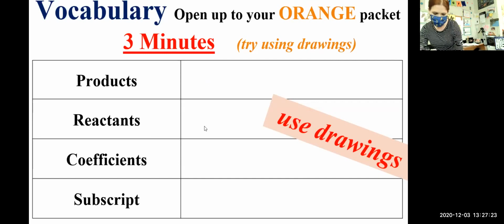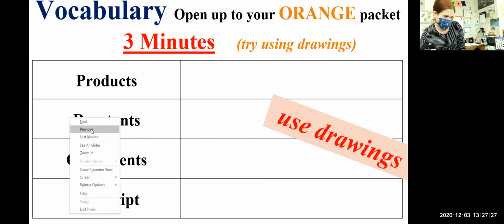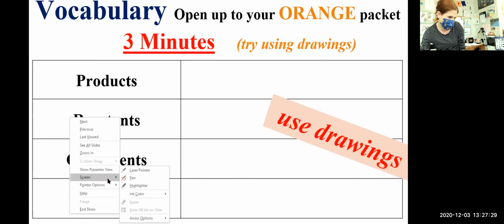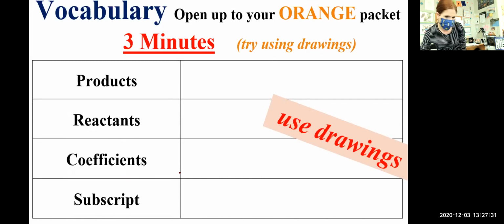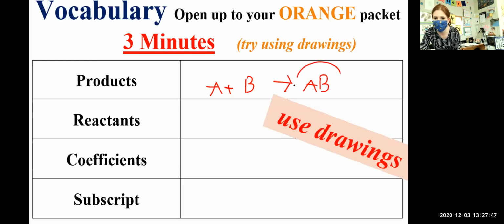So if you have an equation, let's just say this is your sample equation. It's like A plus B yields AB. Your product is AB, okay? Your reactant would be A plus B.